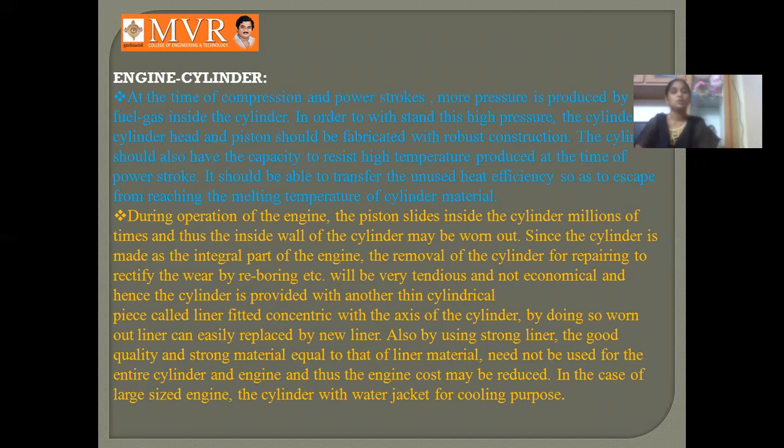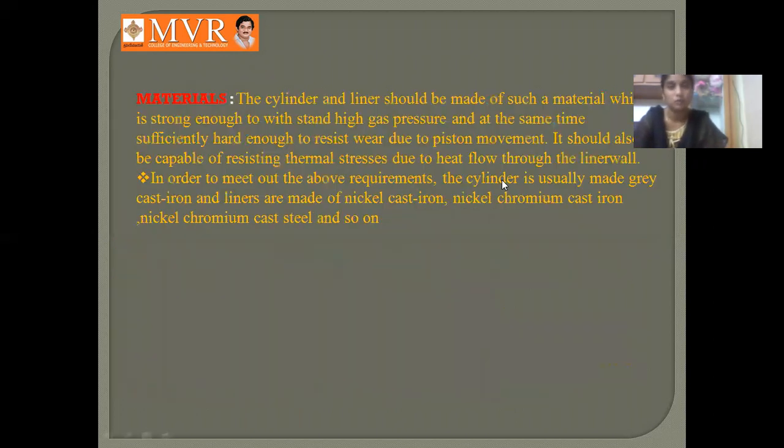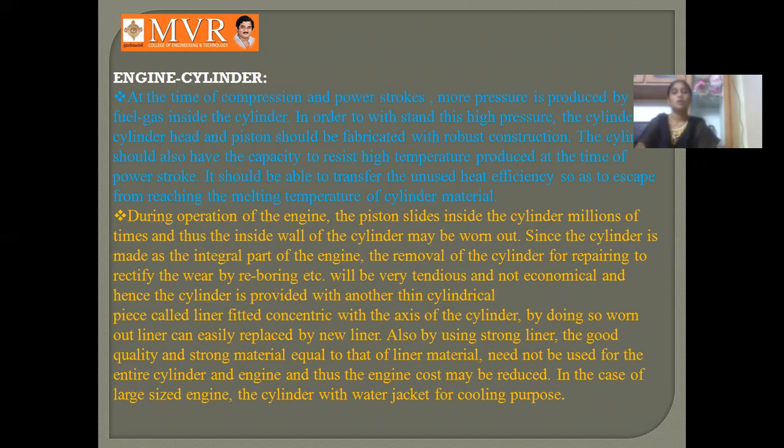During operation of the engine, the piston slides inside the cylinder millions of times, and thus the inside wall of the cylinder may wear out. Since the cylinder is made as an integral part of the engine, removing the cylinder to rectify the wear would be very tedious and not economical, so the cylinder is provided with another thin cylinder, a liner. What is meant by engine cylinder?